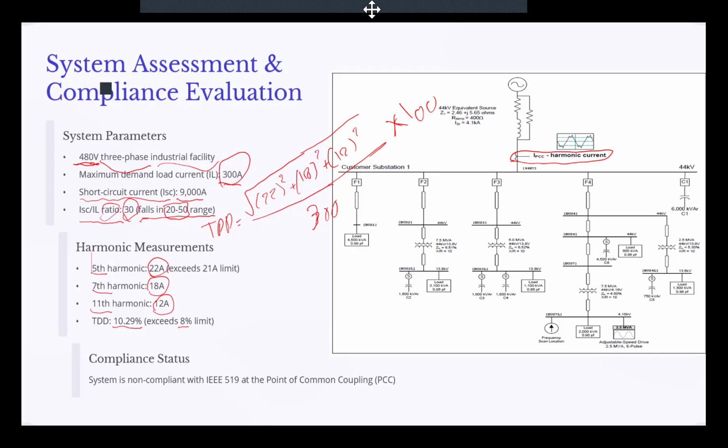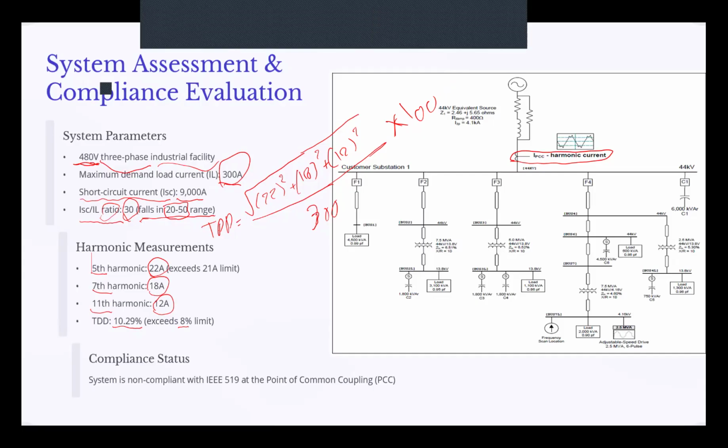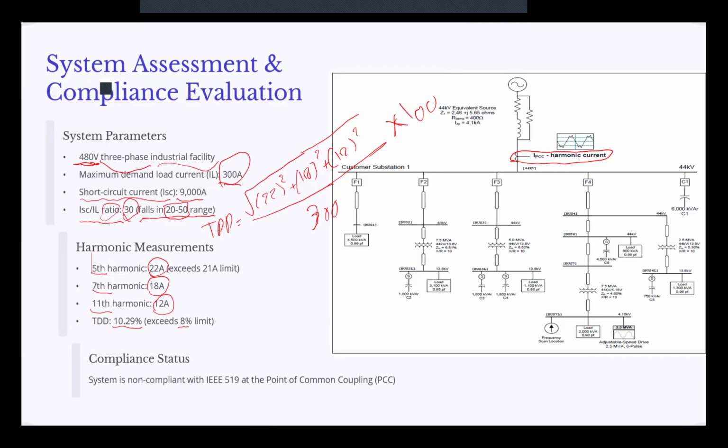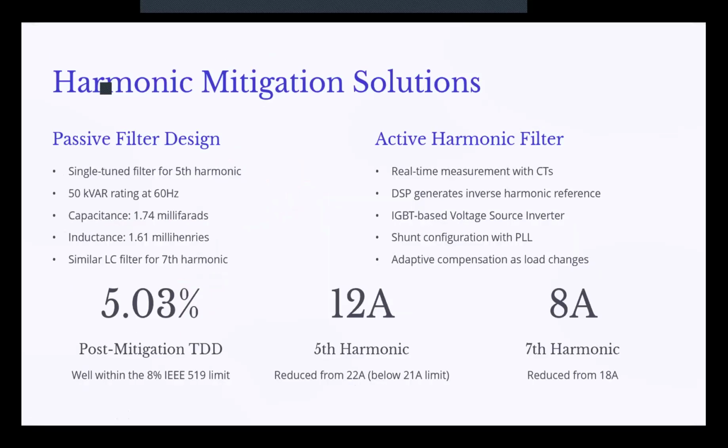Now, as we see in our calculated situation, the system does not follow the limits described by IEEE 519. The individual harmonic should not exceed 21 amps. These two are okay, but the 5th harmonic exceeds the limit. The TDD should not exceed 8%, but in our situation, we also do not meet this criterion. So now we have a problem, and we have to fix it. How could we do that?